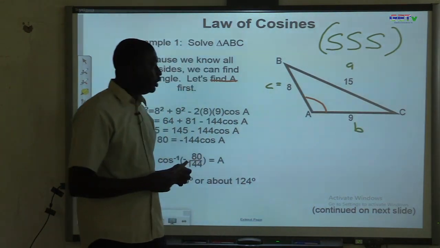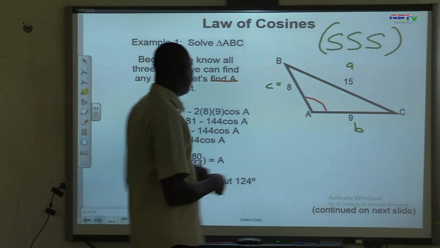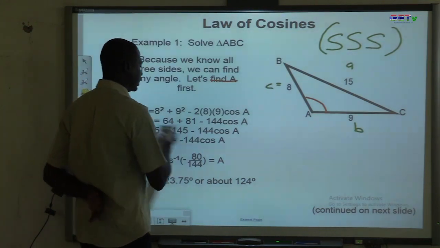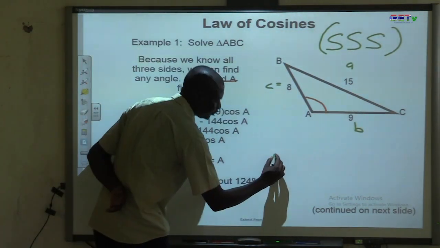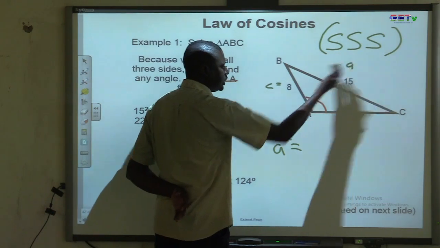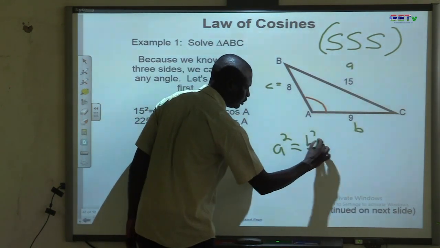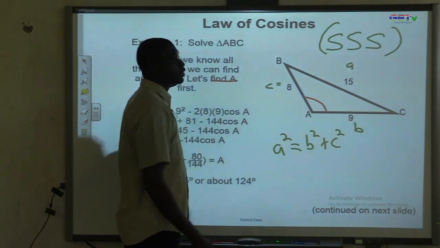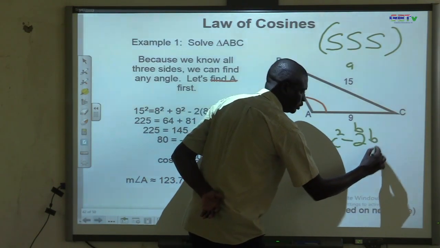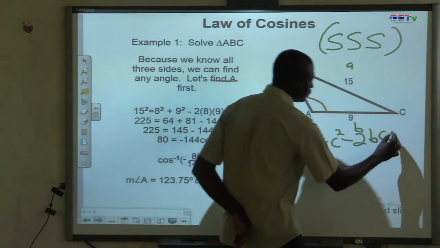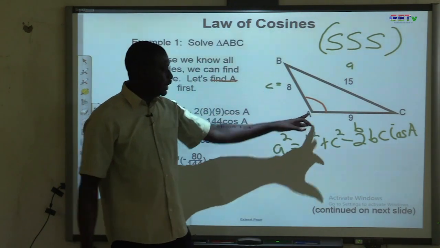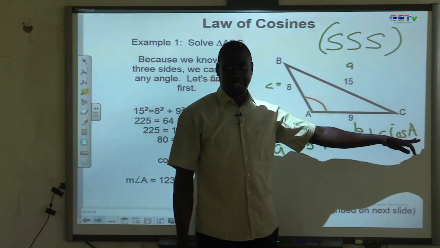To solve for angle A, we are going to apply the formula of the cosine rule, where a squared is equal to the other two sides squared, that is b squared plus c squared, then minus 2 of the two sides, 2 times bc cos A. Since we are solving for capital A, we have to find cos A, the value of A.